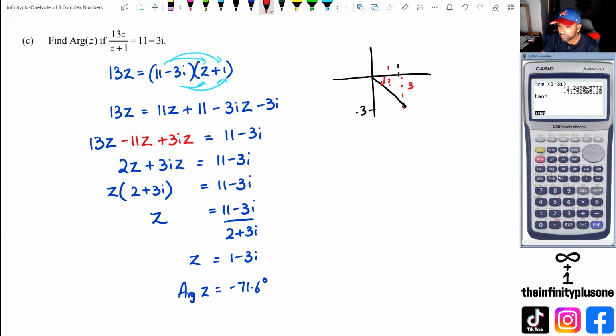Shift tan of opposite over adjacent, that's shift tan of 3, and that's going to give you 71.56. But because you're going clockwise, it will be negative 71.56 degrees. That's just something to know as well. Grades wise, you are looking at a merit for negative 71.6. Reaching stage 1 is achieved, so this here is going to be an achieved grade.